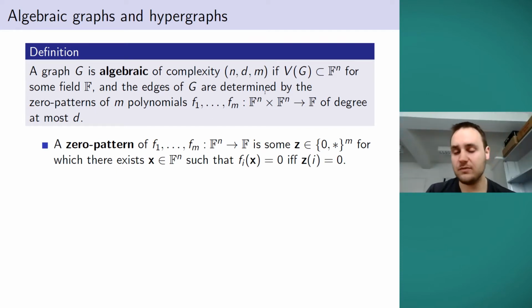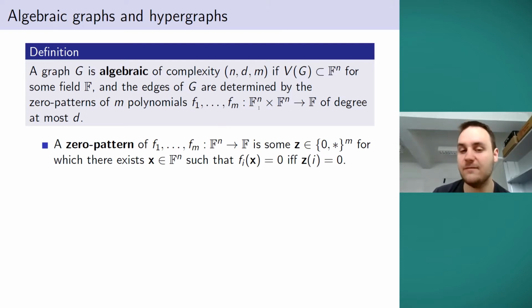Now this definition means that if we have two vertices x and y, which are now elements of F^n, then I will evaluate these polynomials at x and y. So I write down f1(x,y), f2(x,y), dot, dot, dot, fm(x,y), which then gives a zero pattern.